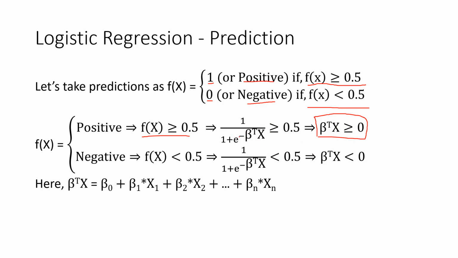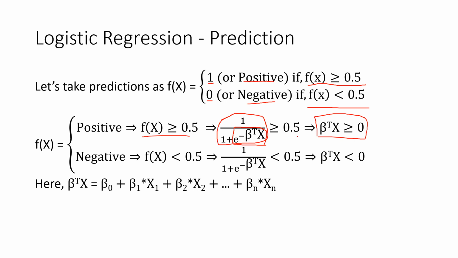This value is positive, so e to the power minus that value would be less than 1. So in this case, this whole value, 1 over (1 plus something less than 1), would be greater than 0.5, right?